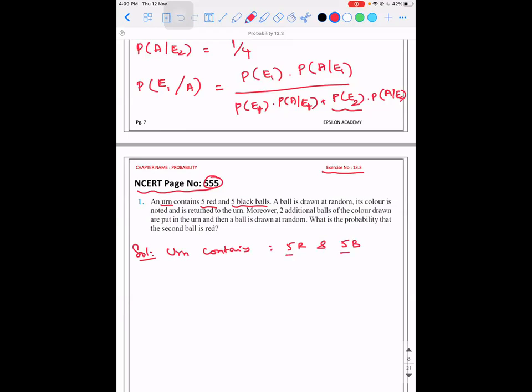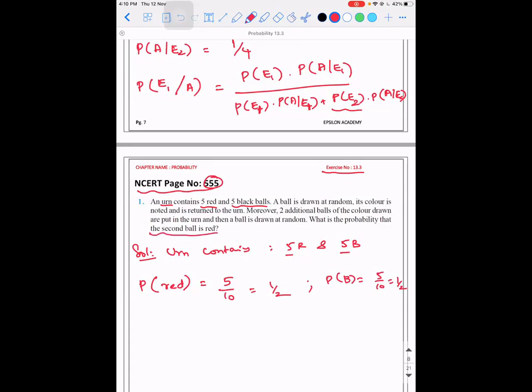There is a ball that is drawn at random. They didn't mention what the color is. So when they drew a ball from the bag, it could have been a red ball. What is the probability of a red ball? It would have been 5 by 10. It is a 50% chance. What is the probability of black? 1 by 2. It is also 5 by 10. But what are they asking? What is the probability that the second ball is red?